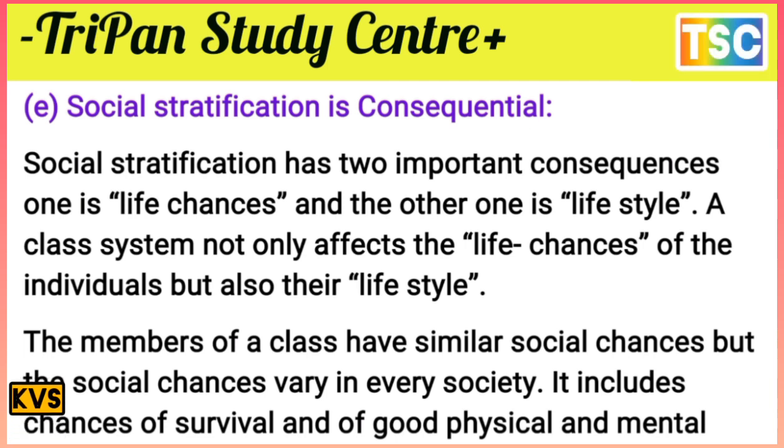First of all, life chances. And the other one is lifestyle. A class system affects not only the life chances of the individual, but also their lifestyle. These are the most important consequences: life chances first, and second, lifestyle.